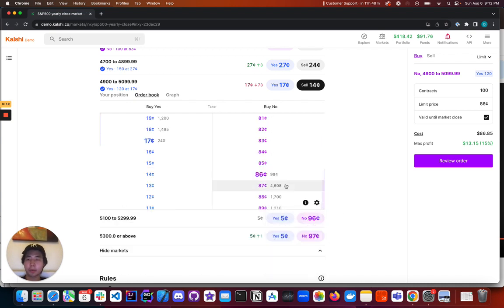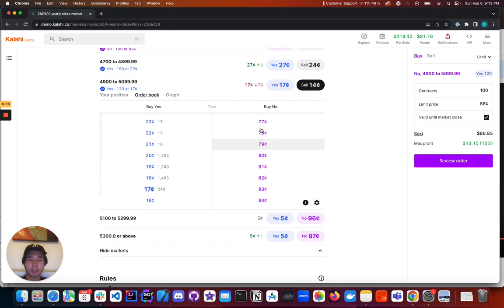One last thing is the full order book view, which will show you all price points in the order book, even if they don't have any quantity of resting orders available.